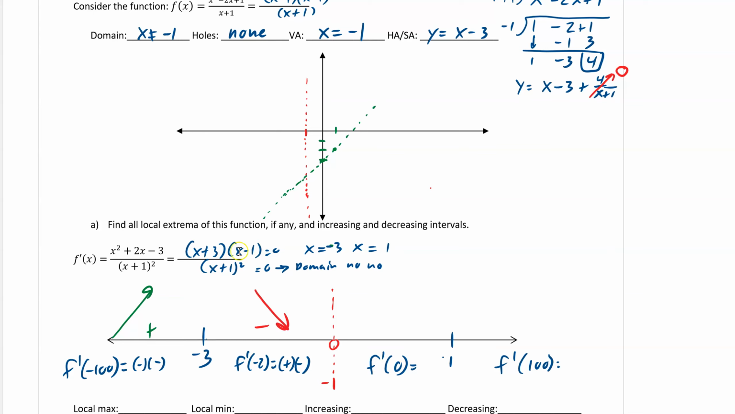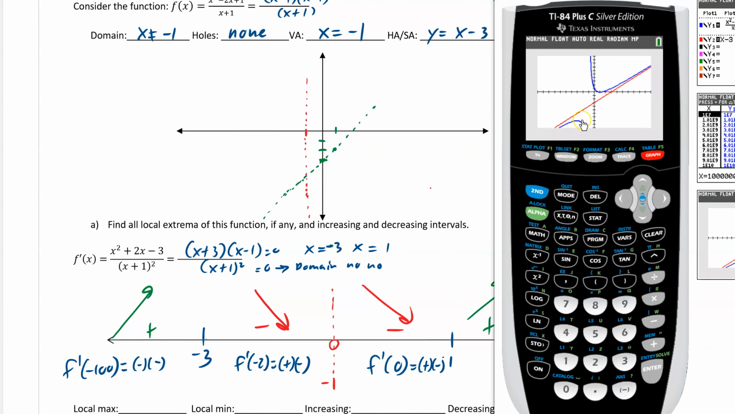And then 0, that would be positive and negative. So we are also getting a negative, so it's decreasing. And then the last one would be positive and positive because it's, well, 100. And so we know it's positive, increasing. And then again, we verify with our calculator to make sure it's right. So we are increasing and then decreasing and then decreasing and then increasing.